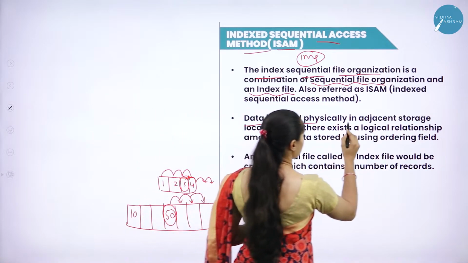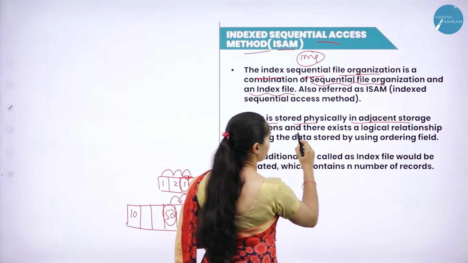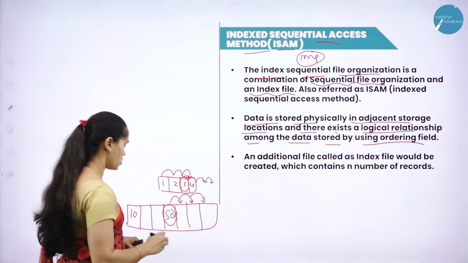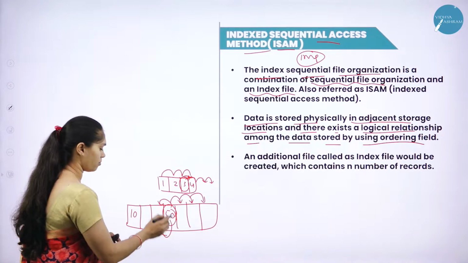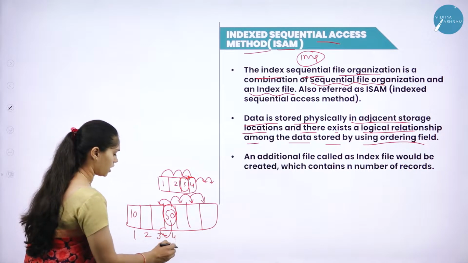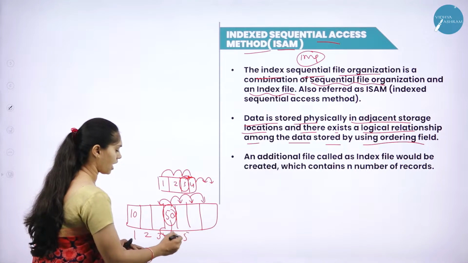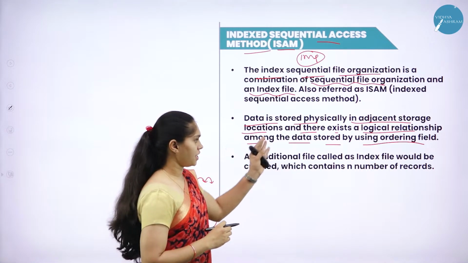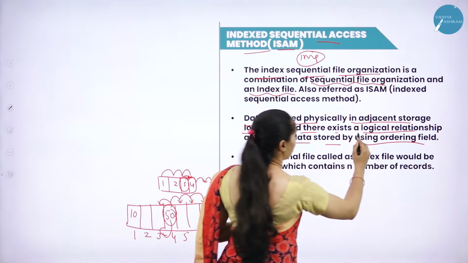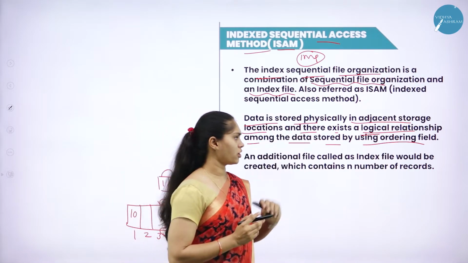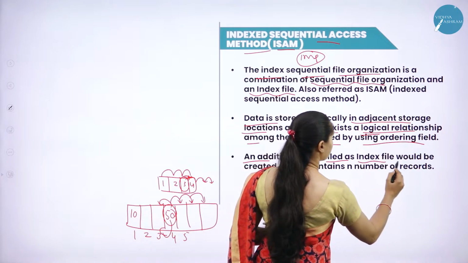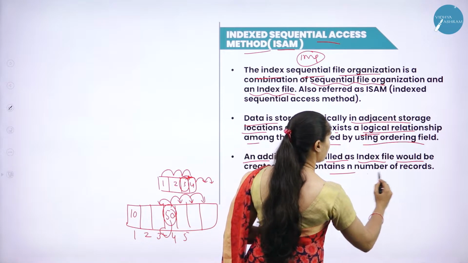Data is stored physically in adjacent storage locations, and there exists a logical relationship among the data, which is stored by the ordering field. So here also data dependency is there. One data will be located adjacently. That means if I get to know the address of a particular record, then the next content will be the address of the next record. It will have adjacent storage locations, one after another, with a logical relationship among the data stored using ordering fields. And also an additional file called an index file would be created, which contains n number of records.